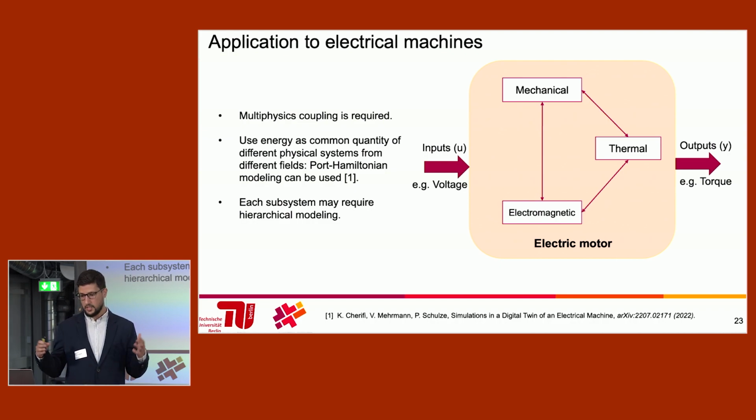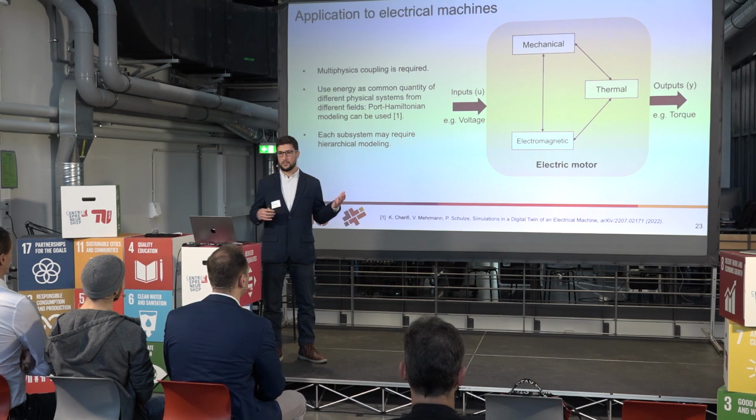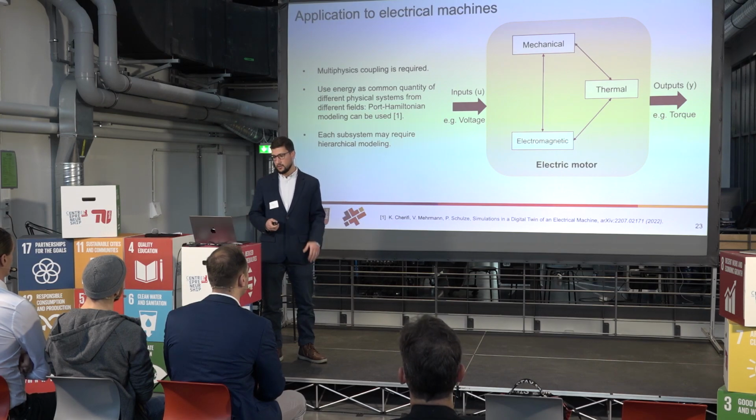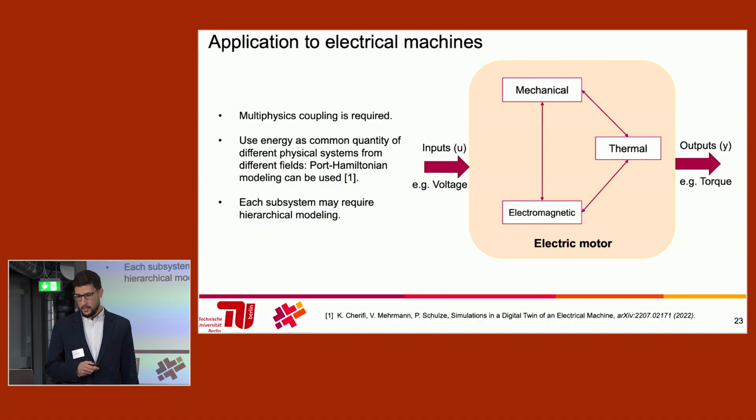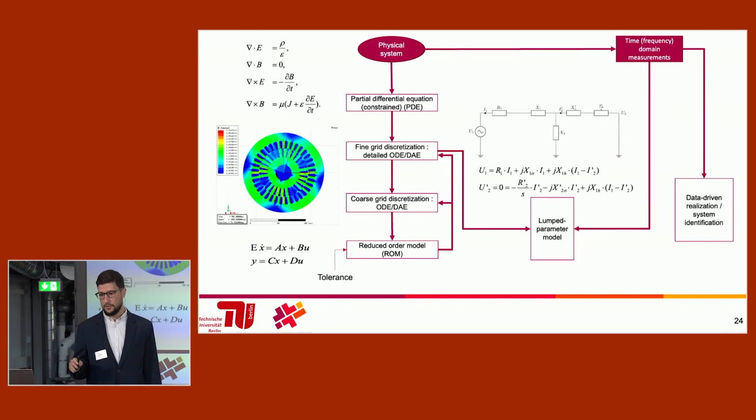And basically, the system, an electrical machine, has inputs that we call U, and outputs that we call Y. Inputs, for example, voltages, and outputs, for example, the torque. And then we apply our framework to each subsystem and also to the overall system. I will not go through all the models, but I'll just give you a brief example for the electromagnetic simulations.